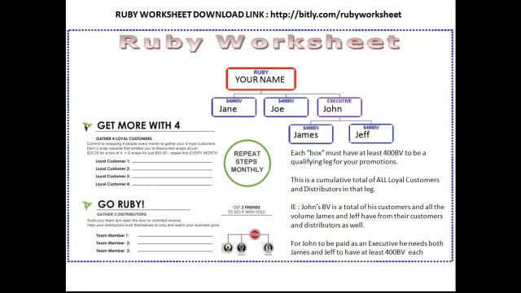Now, for you to qualify as a Ruby, each one of these little boxes must have at least $400 in bonus volume to be considered a qualifying leg for your promotion.